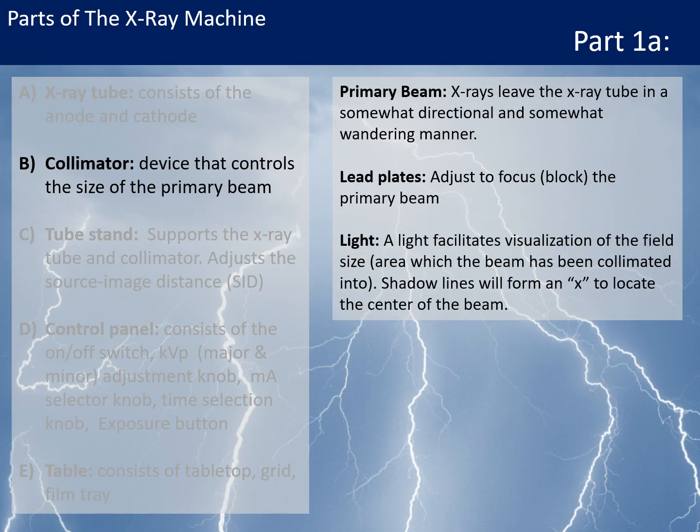The collimator consists of the primary beam, lead plates, and light. The primary beam is X-rays that leave the X-ray tube in a somewhat directional and somewhat wandering manner. The lead plates adjust to focus or block the primary beam. The light is a light that facilitates visualization of the field size, which is the area which the beam has been collimated into. Shadow lines will form an X or box to locate the center of the beam.